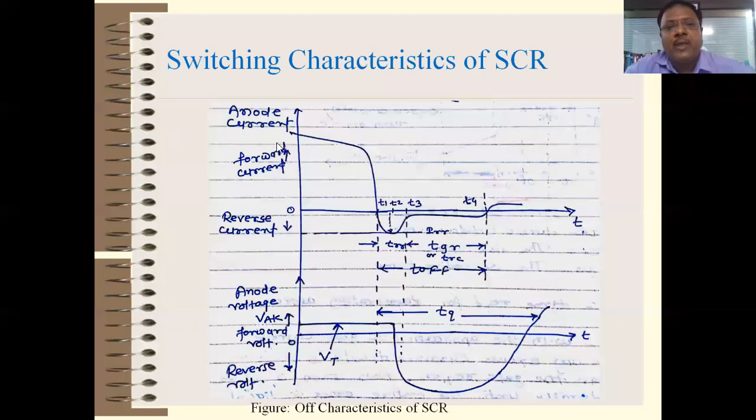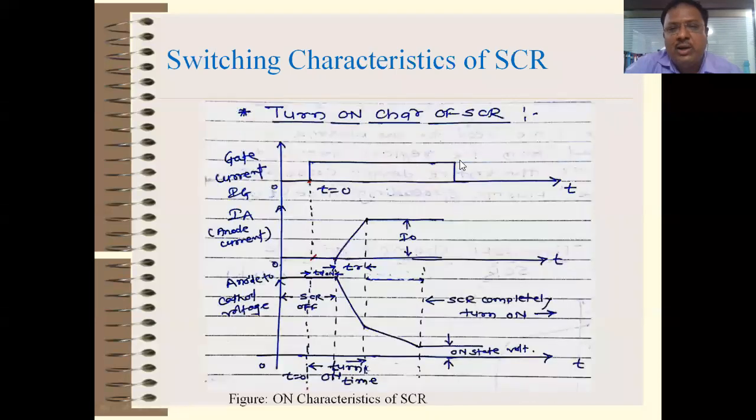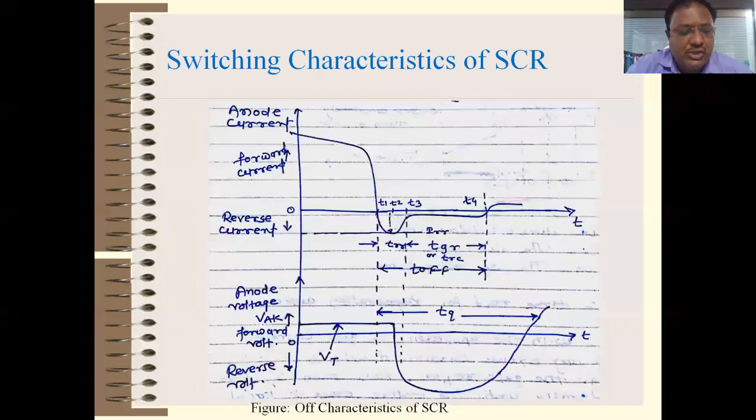See what happens if the gate bias is removed. Again, we'll see this one. At this particular position, the gate bias is removed, or you can say the voltage is reversed. This is the most important part actually, that is, the turn off characteristics of SCR.